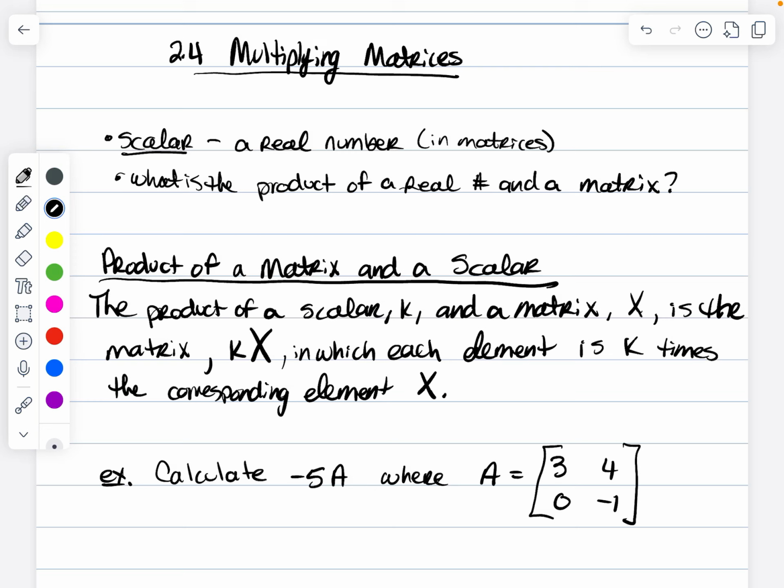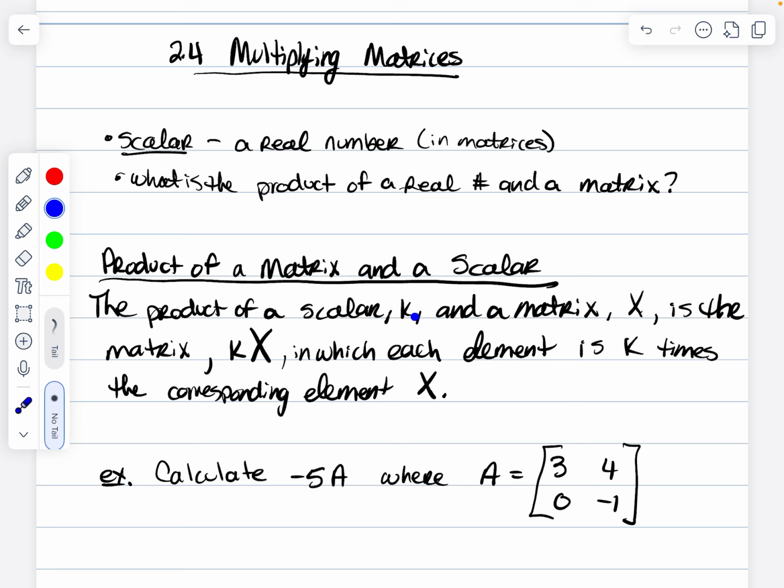All right, so section 4.2.4 is about multiplying matrices. First, we're going to talk about multiplying a scalar times a matrix and then a matrix times a matrix. Now, when we're talking about scalar, that's what we call real numbers in matrices. So the question is, what is the product of a real number and a matrix? So we say the product of a matrix and a scalar.